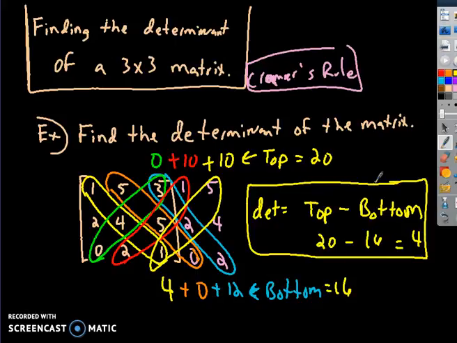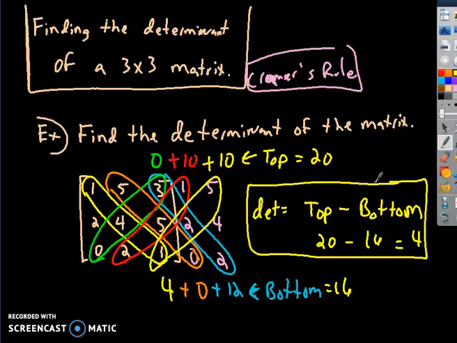4 by 4s, we don't even bother doing by hand. It's a crazy formula. So we only do those with calculators. Anything bigger than 3 by 3, we use a calculator to find determinant because it's not fun anymore. It becomes very strange. But 2 by 2s and 3 by 3s we do. So this is how you find determinant of a 3 by 3.